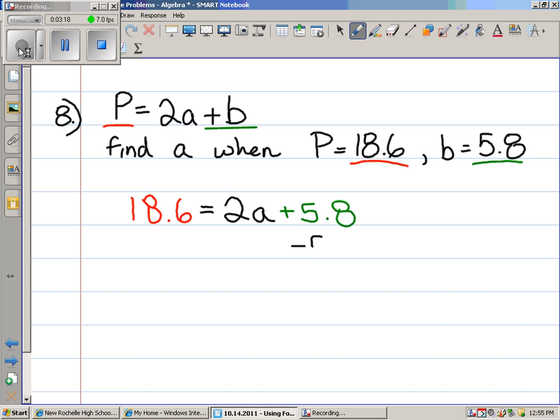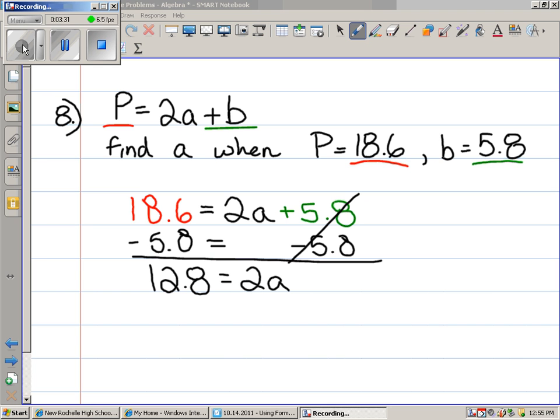Yep. We're going to subtract 5.8. Hey, there you go. So 12.8 equals 2A. Is that it? Are we done? Tanya? Why not? Tiana? How do we get A by itself? Marlon, help her. Divide by 2. That's what we do. We divide both sides by 2.